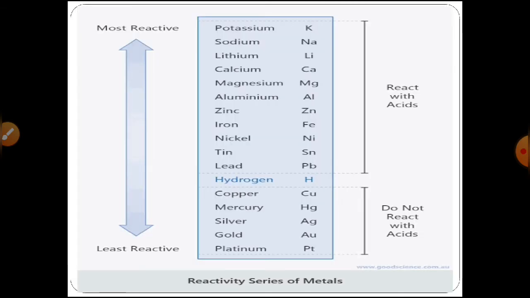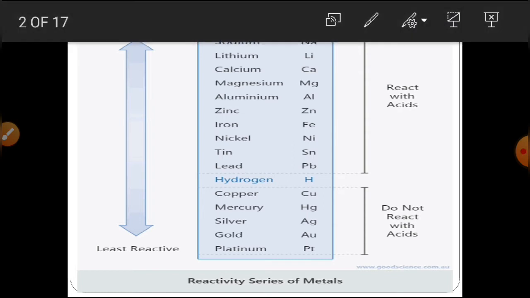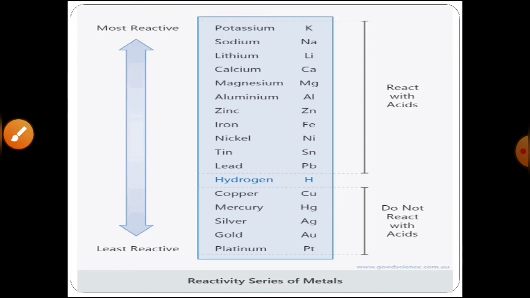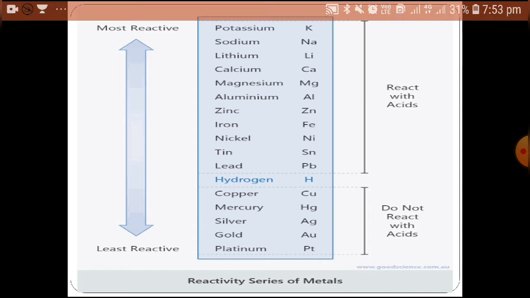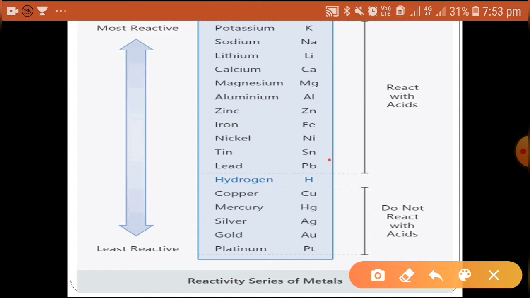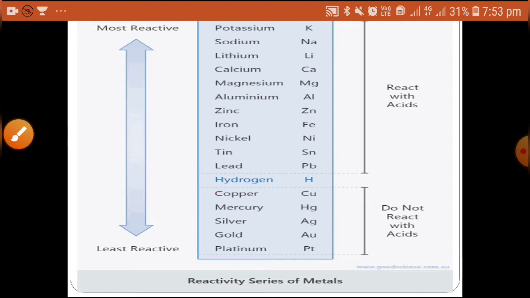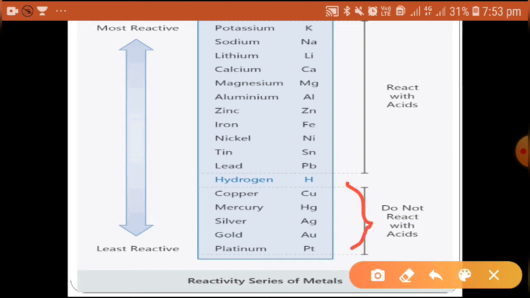You should know first which metals react with acid and which metals do not react with acid. For this you can see the reactivity series, which we have also seen in the previous class. In this reactivity series, hydrogen is in the middle, and above hydrogen there are some metals and below hydrogen there are some metals. The metals below hydrogen do not react with the acid, and the metals above hydrogen react with the acid.